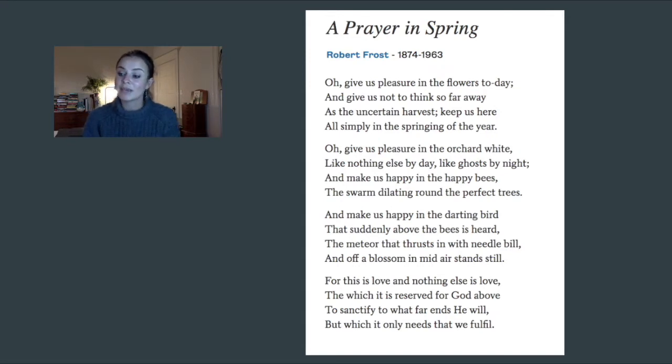And make us happy in the darting bird that suddenly above the bees is heard, the meteor that thrusts in with needle bill, and off a blossom in mid-air stand still. For this is love, and nothing else is love, the which it is reserved for God above, to sanctify to what far ends he will, but which it only needs that we fulfill.